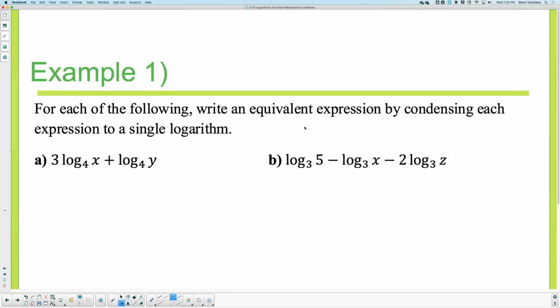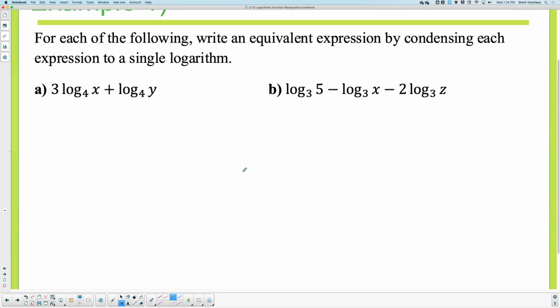Example 1. What it says to do is each one of these I have given you multiple logarithms. We want to come up with something that's equivalent. That means equal to, but written as one single logarithm. So right now, on example 1a, how many logarithms are there? 2. We want to write this as 1 log.